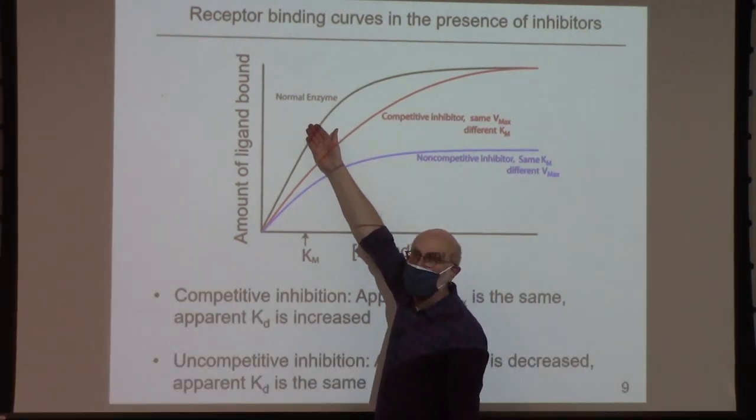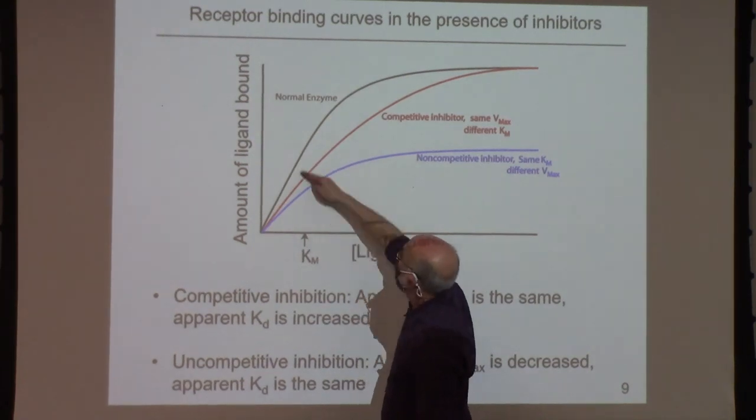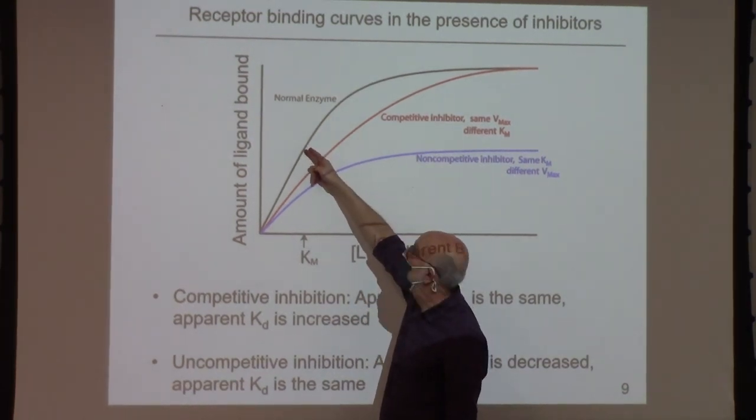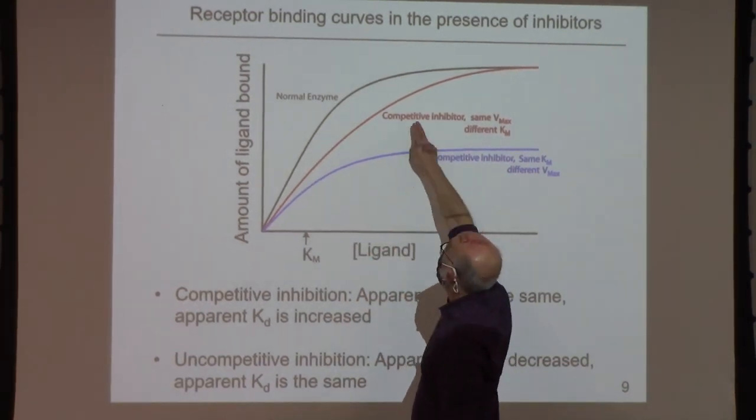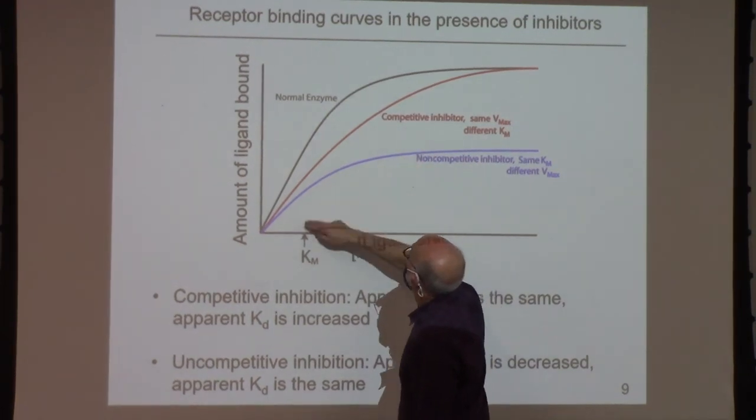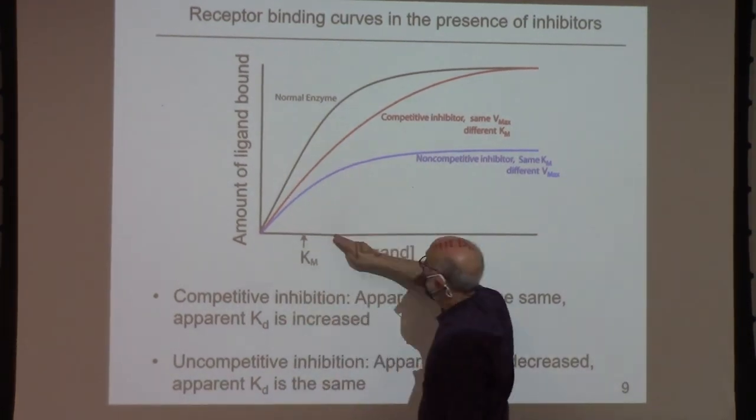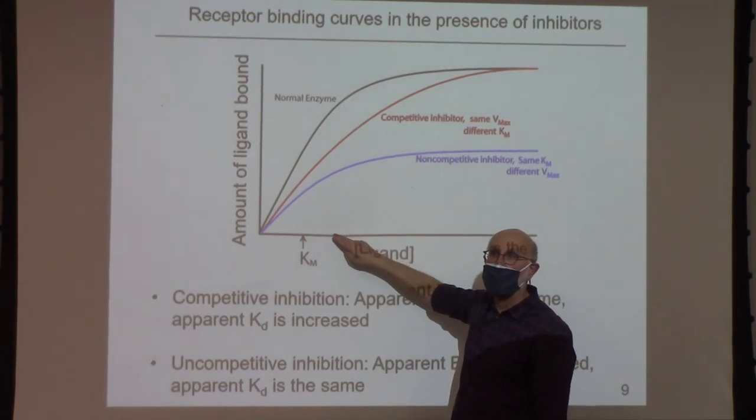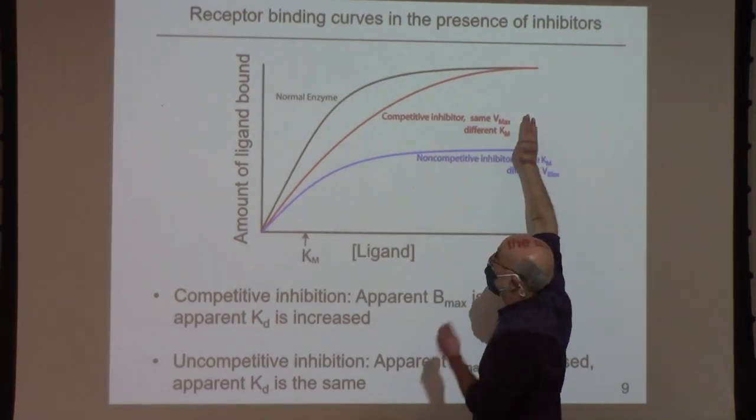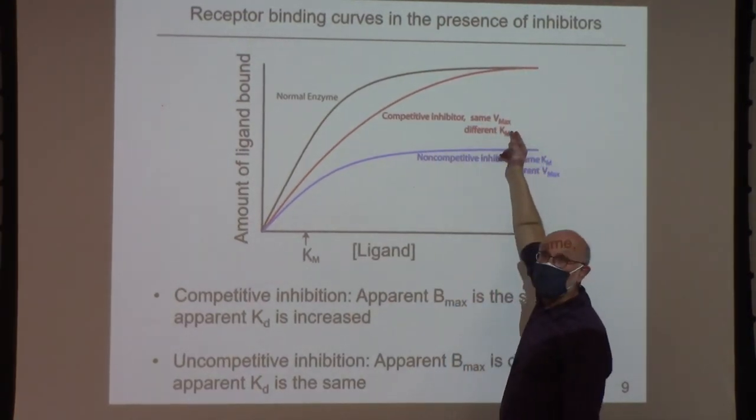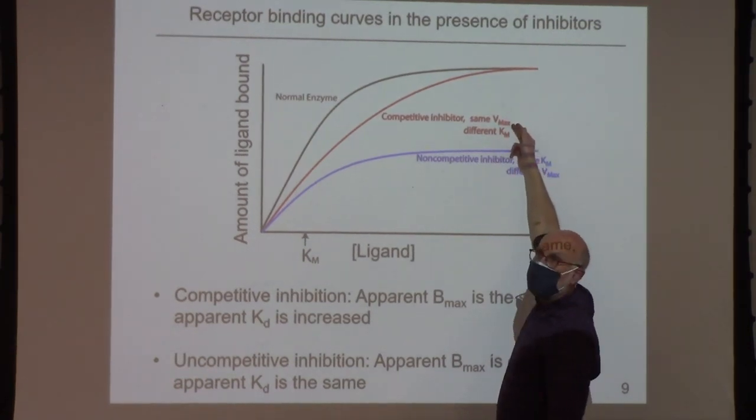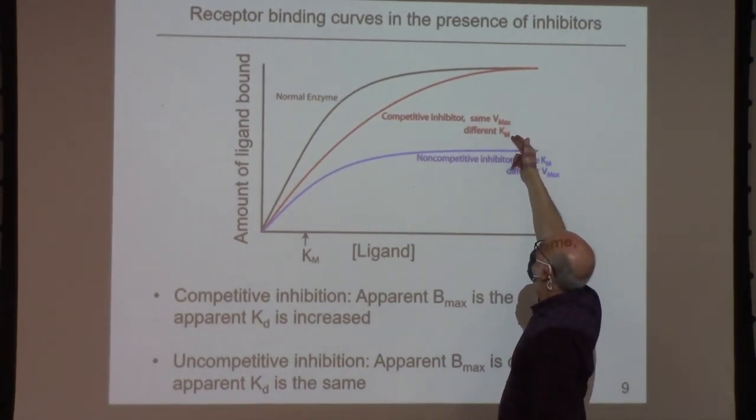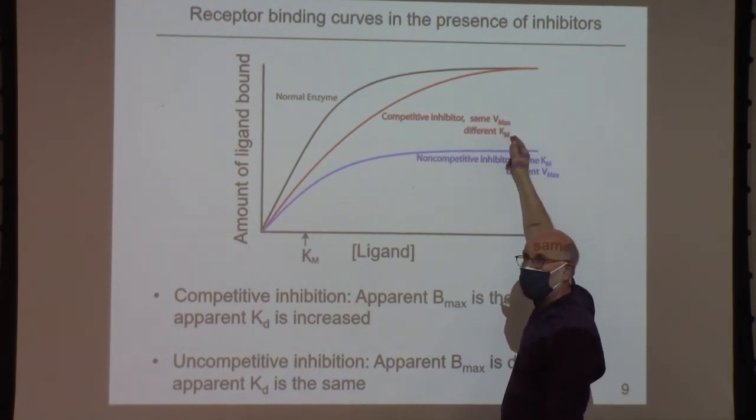No inhibitor. Some Kd. With a competitive inhibitor, the apparent Kd is higher. The Bmax is the same. Same Bmax, higher Kd.